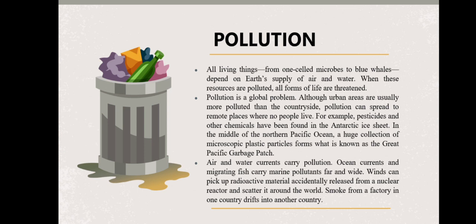Although urban areas are usually more polluted than the countryside, pollution can spread to remote places where no people live. For example, pesticides and other chemicals have been found in the Antarctic ice sheet. In the middle of the northern Pacific Ocean, a huge collection of microscopic plastic particles forms what is known as the Great Pacific Garbage Patch. Sa tingin ko napupunta tong mga materials na to dito since water flows, 'di ba? Nag-cycle siya sa mga seas or oceans. Possibly na nadadala to ng current. Air and water currents carry pollution.